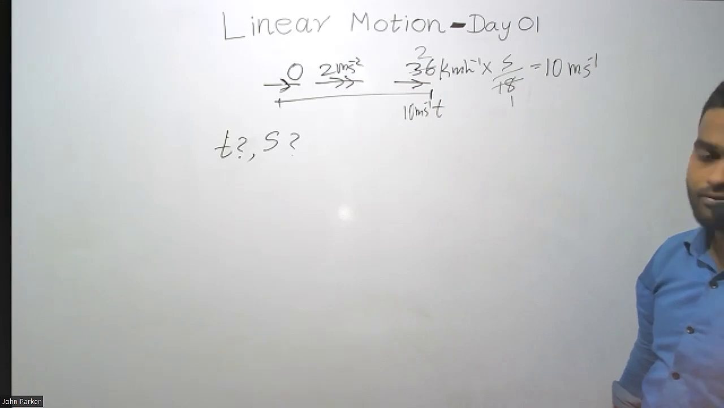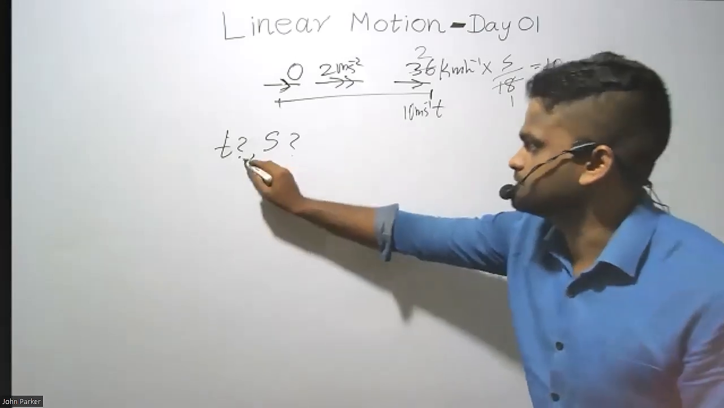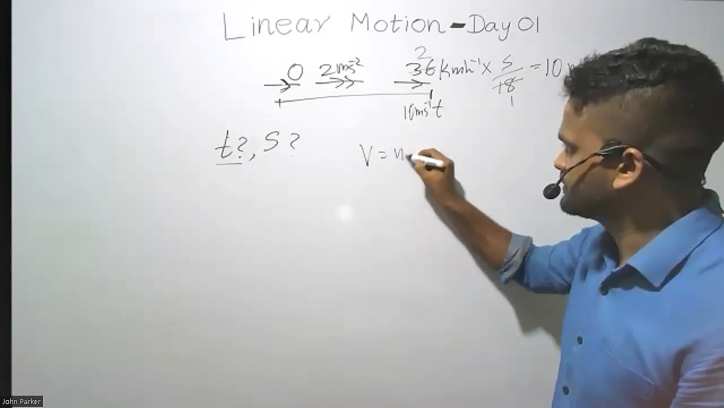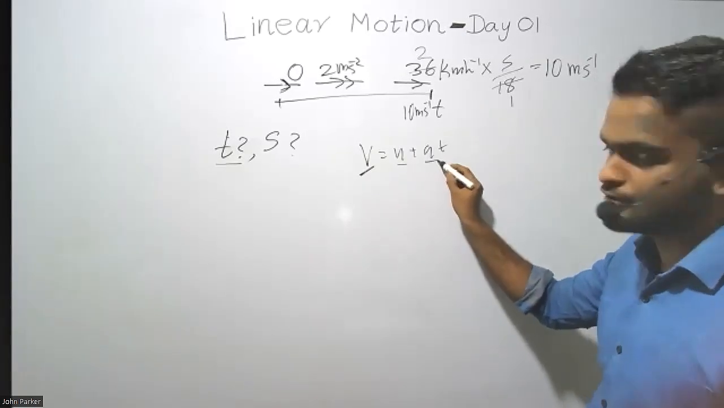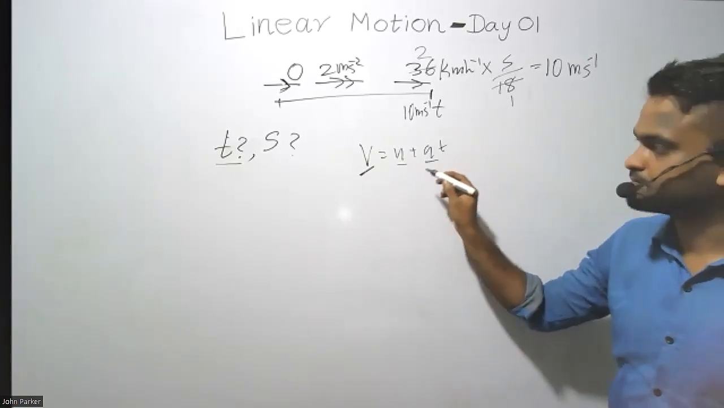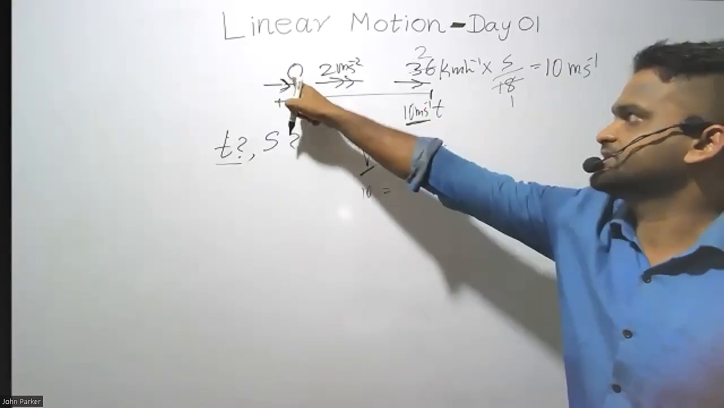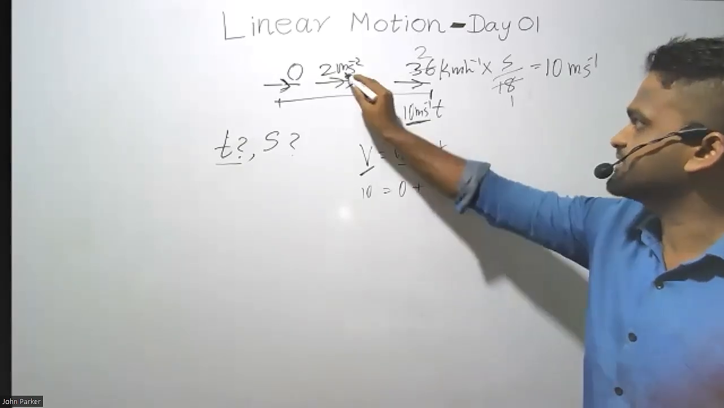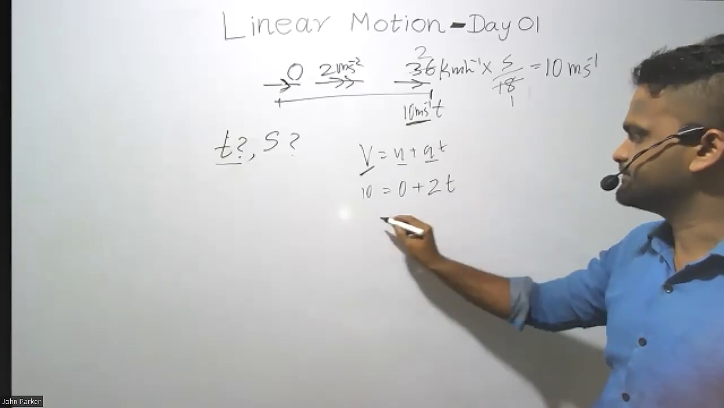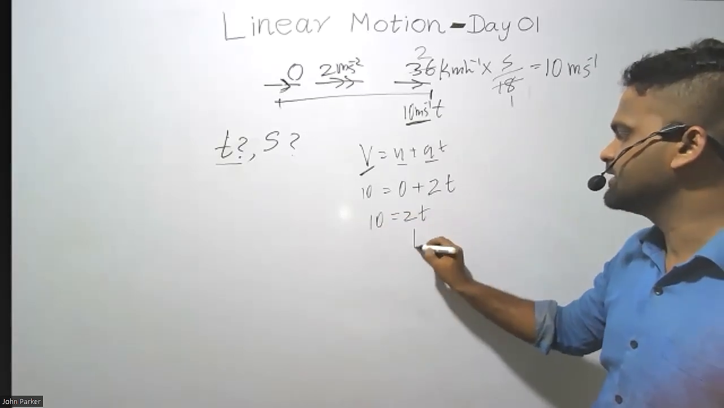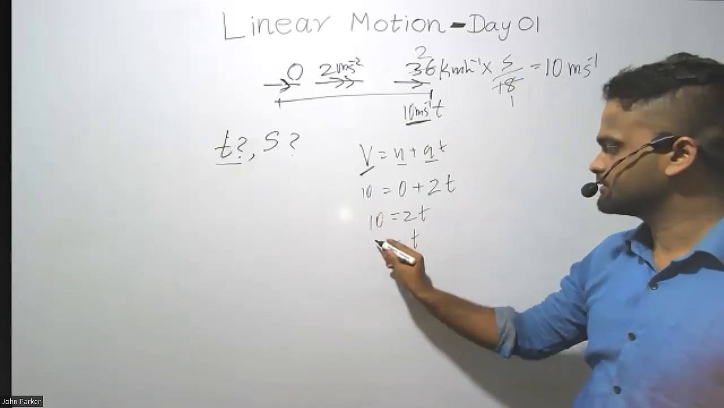Okay, so first we need to find time. You know the final velocity, the initial velocity, and the acceleration, so you can find time. Final velocity is 10 meters per second, right? Initial velocity 0 plus acceleration 2 meters per square second times t. So 10 equals 2t, then divide both sides by 2. 10 divided by 2 is what? 5, right?